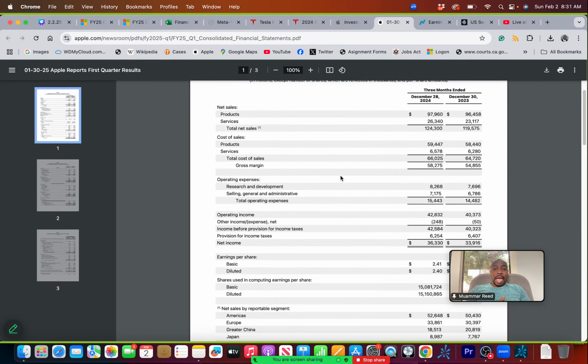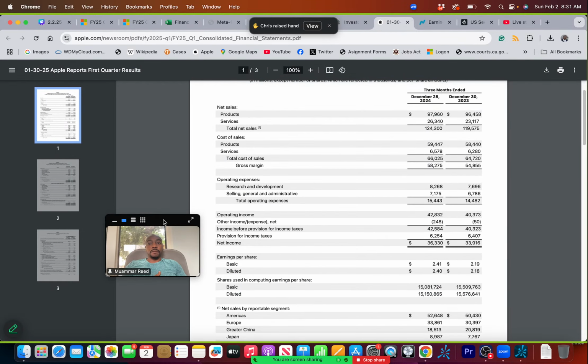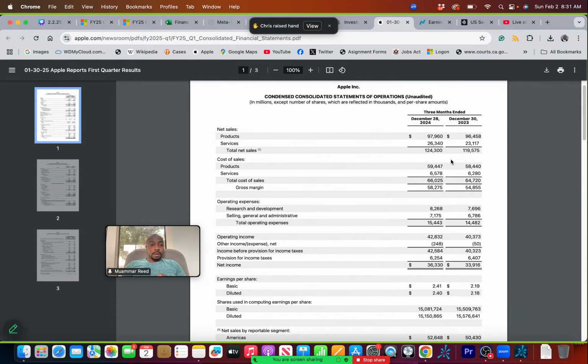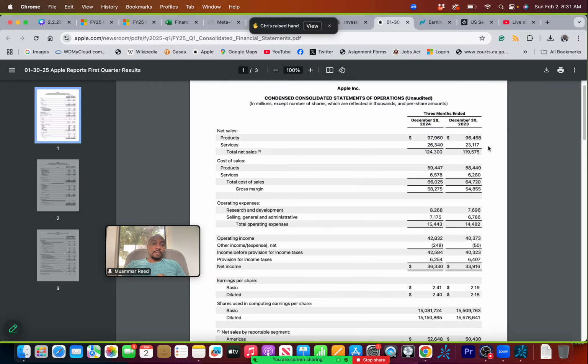Going to the actual earnings report or the financial statements, right? The results. Here's what they look like from a macro standpoint. Products 97.6 or 97.9 billion this quarter. Services 26.3 billion, and it's pretty much breaking its segments up in terms of products versus services, right? And so the revenue is up from that same quarter of last year from 119.5 billion to 124.3 billion.